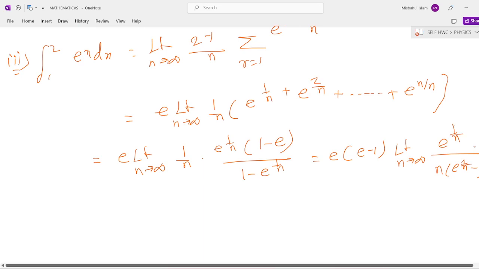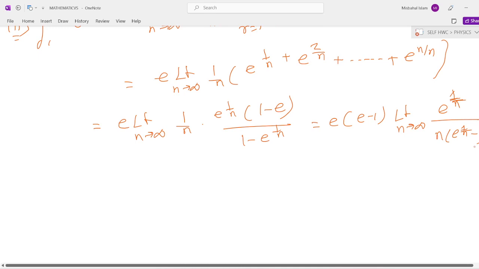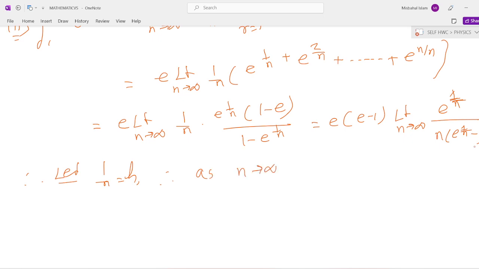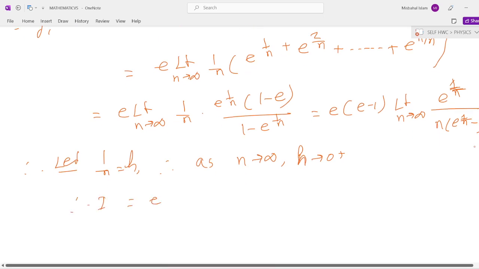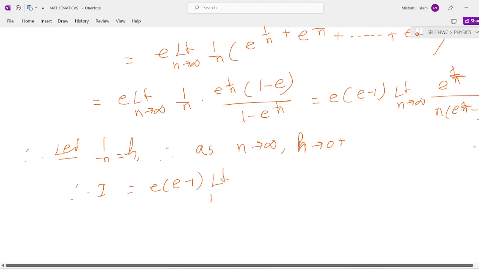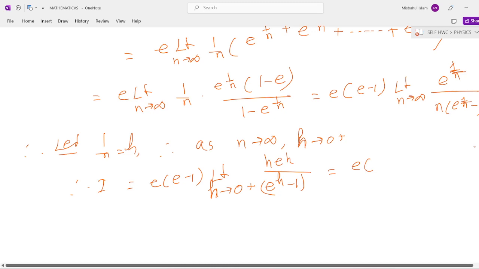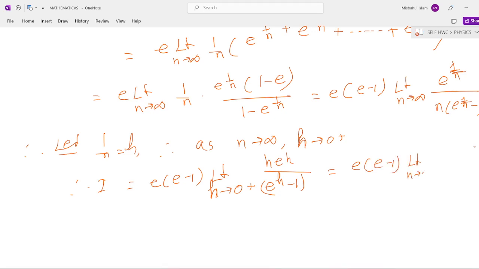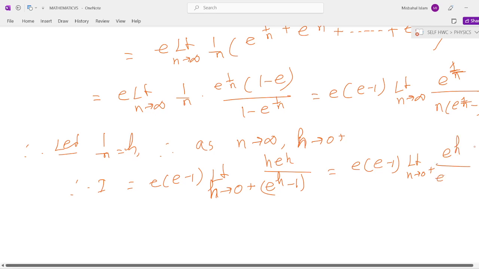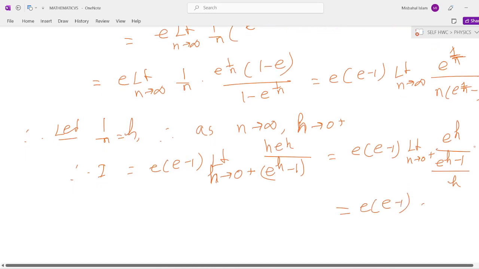Okay, it is 1 by n. And therefore let 1 by n equal h, and as n tends to infinity, h tends to 0 from the positive side. Therefore I is equal to e into (e minus 1), limit h tends to 0 positive, h e to the power h by (e to the power h minus 1), which is e into (e minus 1), limit h tends to 0 positive, e to the power h by ((e to the power h minus 1) by h), which is e into (e minus 1). Okay, this is the answer.